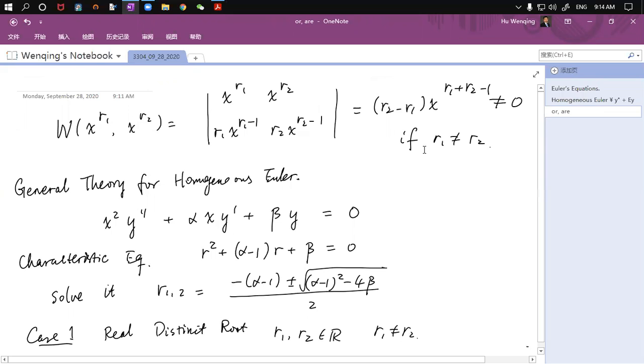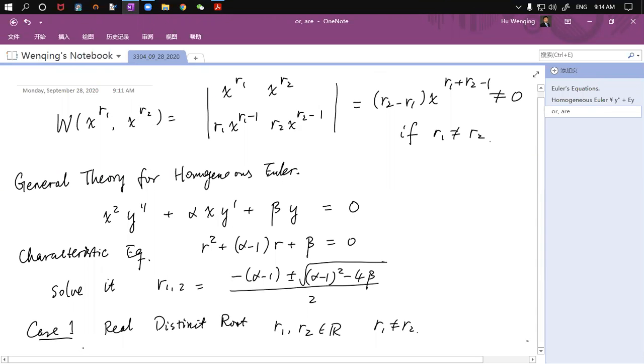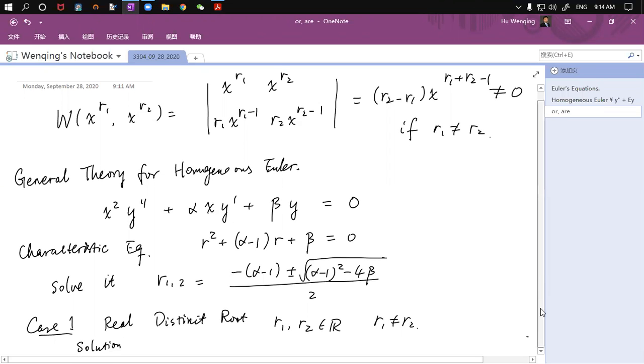Now, if you have this case, then you are going to have a solution, right? The solution is going to take the following form.